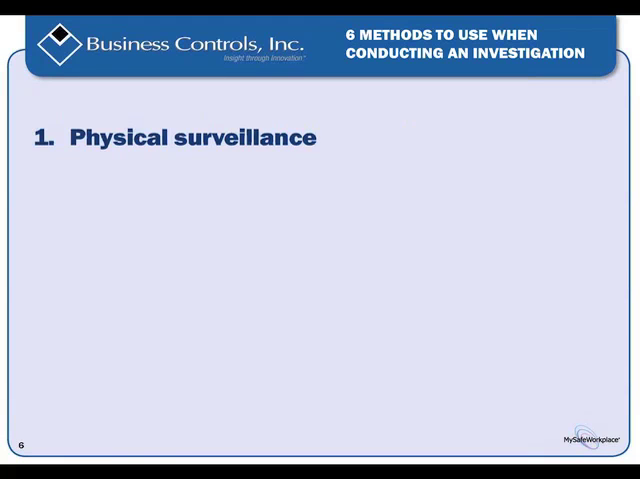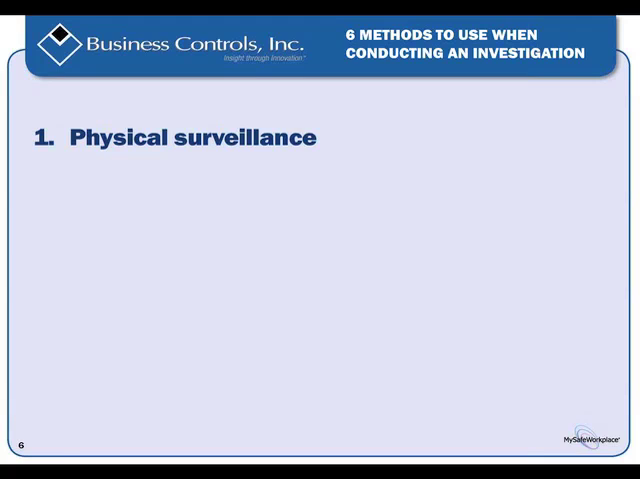All right, first method of investigation is physical surveillance. Physical surveillance is very similar to physical security and involves people. In the simplest form, physical surveillance is watching people, places, or things. It's often a covert method, meaning we are doing it without anybody else's knowledge.